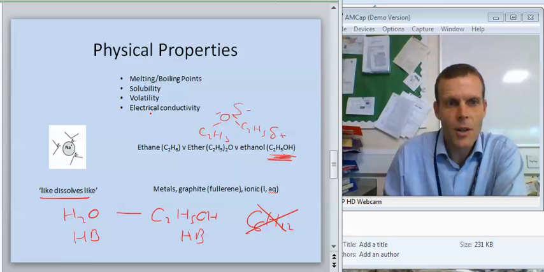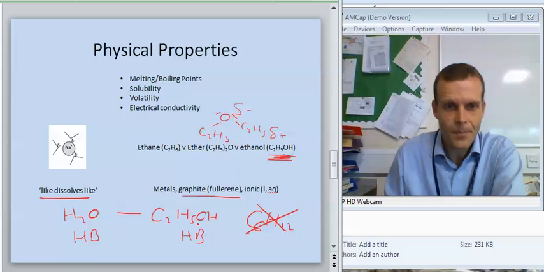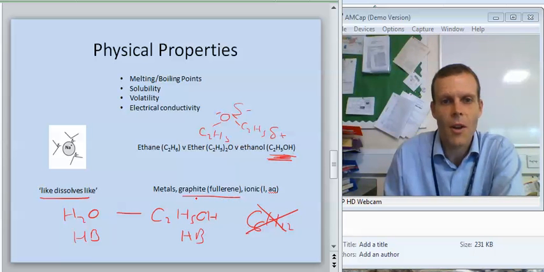Now, electrical conductivity. Really the only covalent substance we've covered so far that could conduct is graphite, and we said that had spare electrons that were able to move around. But generally speaking, most of our electrons are tied up in covalent bonds, so it's rare that covalent compounds conduct electricity. Of course, metals are good conductors, and we'll talk about metallic structure in a moment, but that's because they have delocalized electrons.